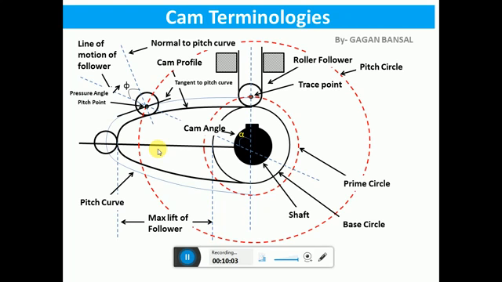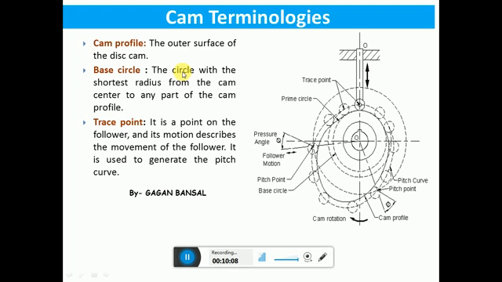Like, what is cam profile? You can see from this figure everything is mentioned: trace point, pitch circle, pressure angle, follower motion. This is the follower motion. This is the pitch point where pressure angle is maximum. This is the smallest circle, which is the base. Also, the direction of cam rotation is shown. Cam profile, pitch curve, etc.